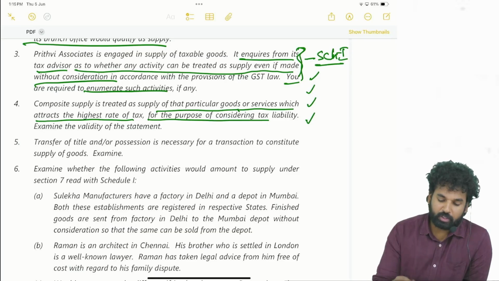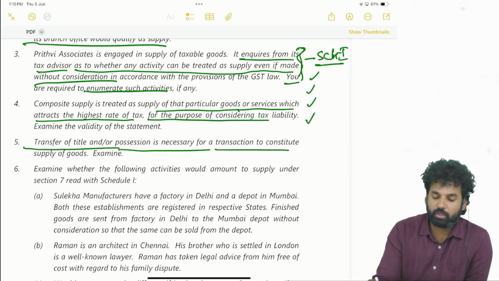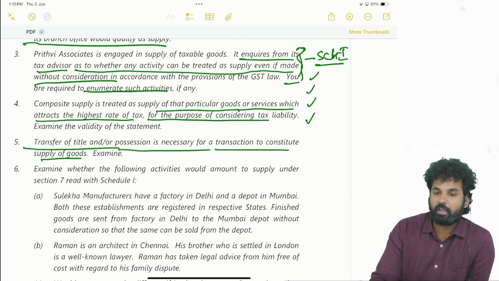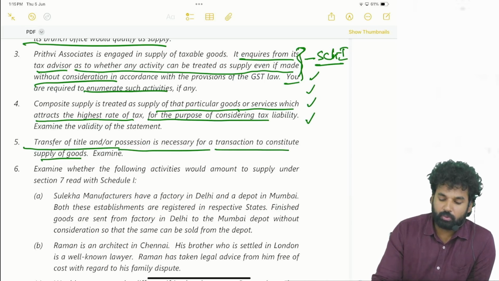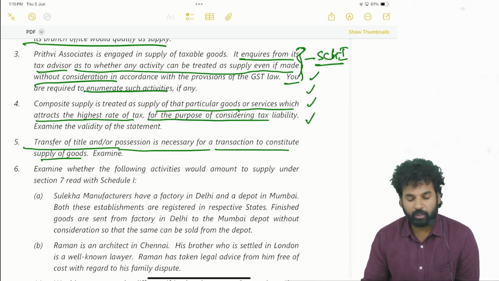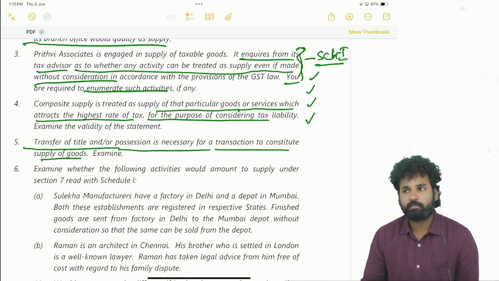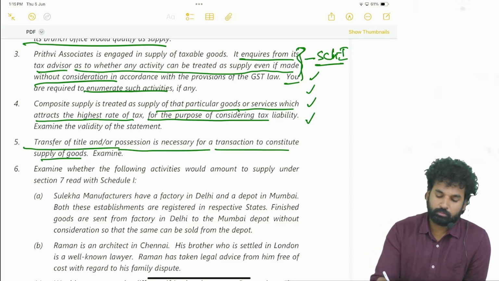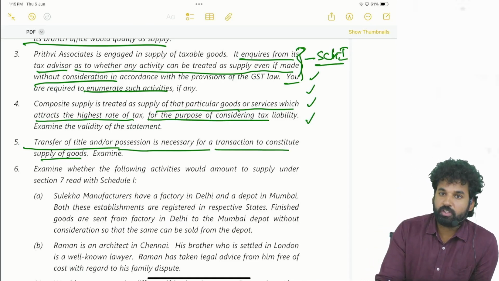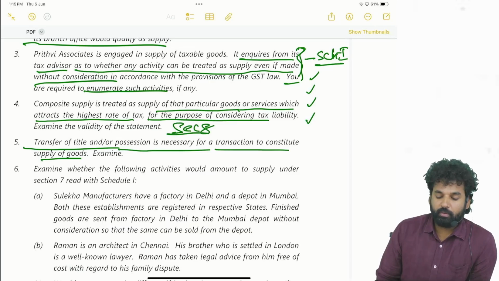Next, transfer of title and/or possession is necessary for a transaction to constitute a supply of goods. What is the section for the fourth question? Section 8. So question number 5.